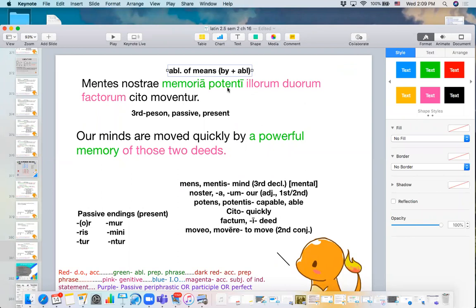What was that? Sure. So does the ablative of means typically only occur in the middle of the sentence? I must have missed something because I guess I wasn't here for whenever you were giving that excerpt. No, that's a good question.